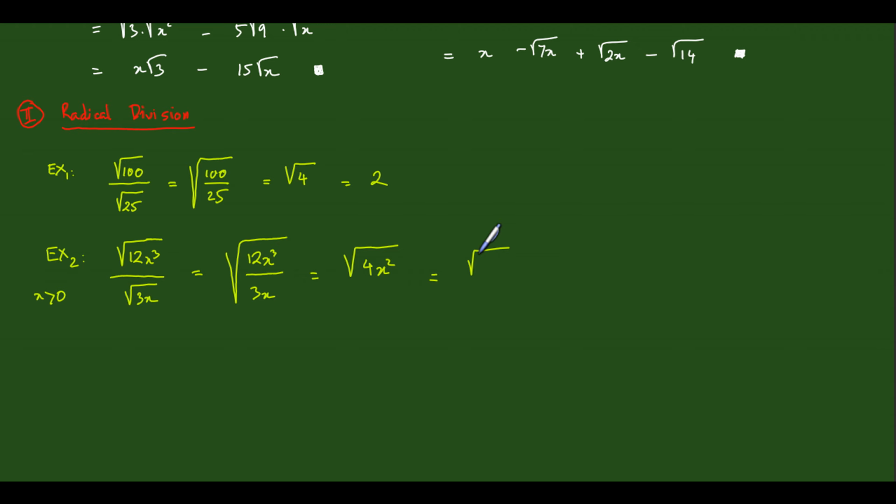So remember the property: when you go from right to left, this is for simplification. But if you go from left to right, it is for multiplication and division. So I'm going to go from right to left and split up. Over here I will have square root of 4 is 2 and square root of x squared. So this is my answer for example 2.